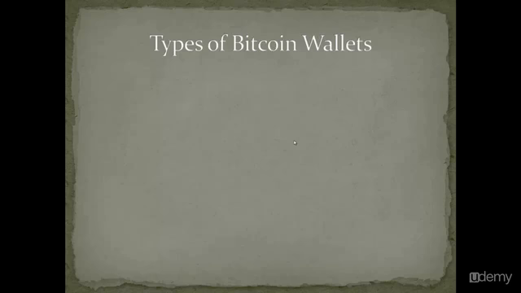So there's a bunch of different types of Bitcoin wallets. The first type of Bitcoin wallet is a desktop wallet.